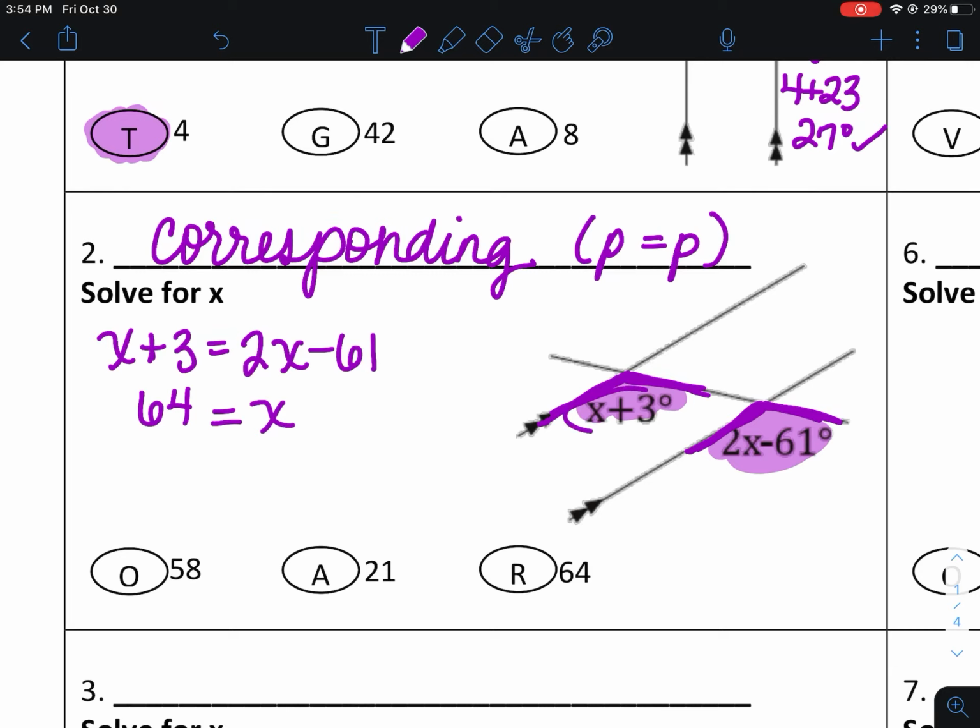Let me go ahead and plug it back in. So that's going to be 64 plus 3, which is 67 degrees. Over here, we got 64 times 2. What's that? 128. So that's 128 minus 61. It's going to be 67 degrees. Okay, so that's 67 degrees over here as well.